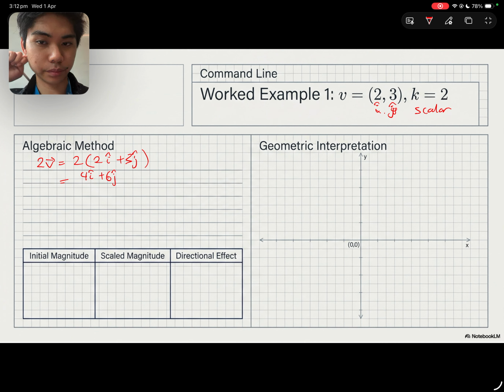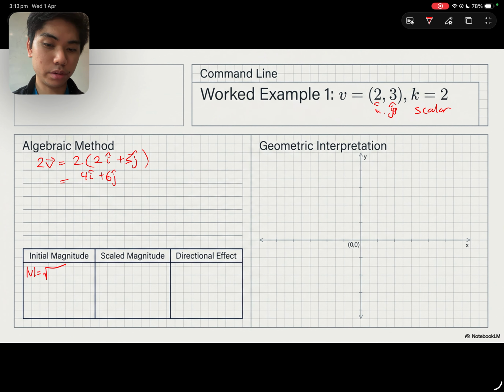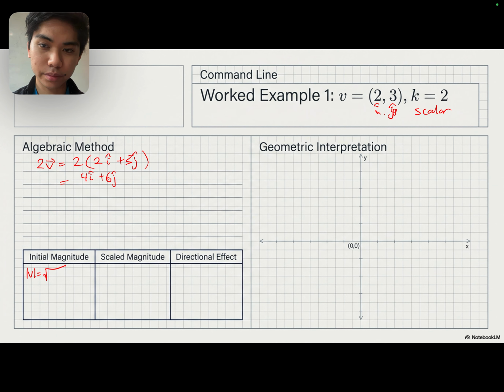Okay, so in terms of the initial magnitude, remember that to find the magnitude, it is going to be the square root of 2 squared plus 3 squared, or our x component squared plus our y component squared, all in square root. It's going to be equal to 4 plus 9, which is the square root of 13. Okay? Our scaled magnitude, however, is going to be 2 times that.